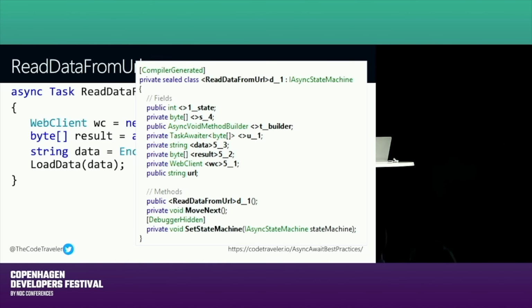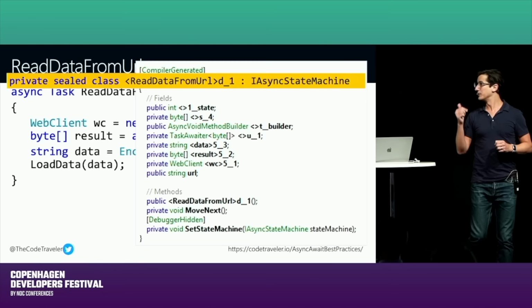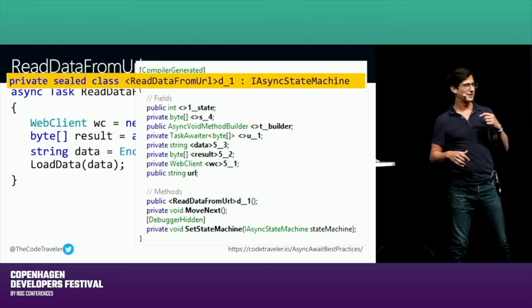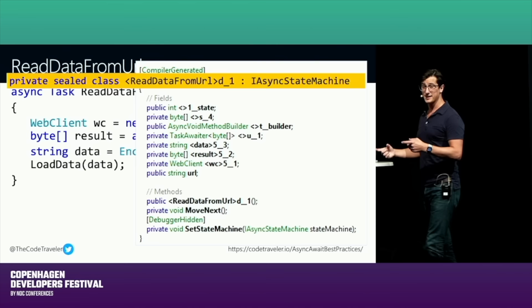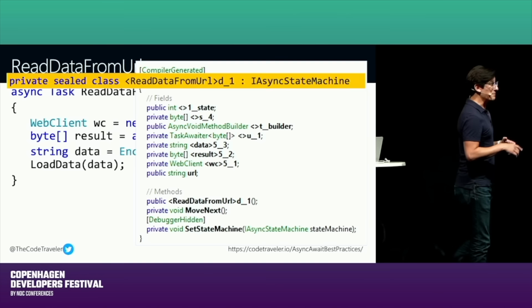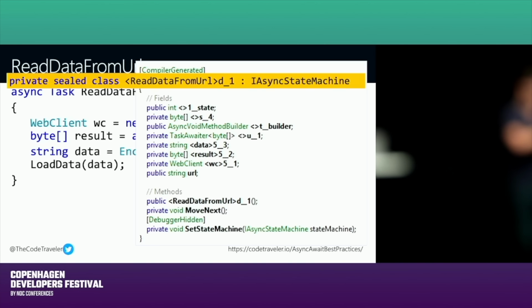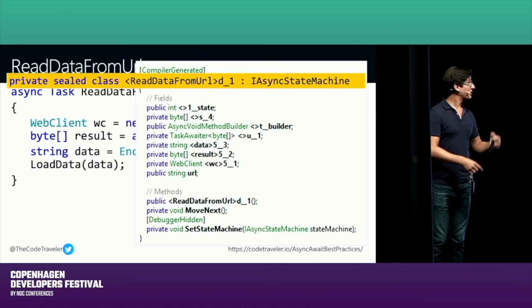And the first thing you'll notice is we're looking at a private sealed class called, the same as our method name, read data from URL. Now, I didn't write a class, I wrote a method. But the compiler took my async method and turned it into a class. And this happens anytime we use the async keyword. So you might not realize it, but every time we use that async keyword on the method signature, the compiler's got to work a little bit harder to create this class, and our app size gets just a little bit bigger because it generates some code for us.